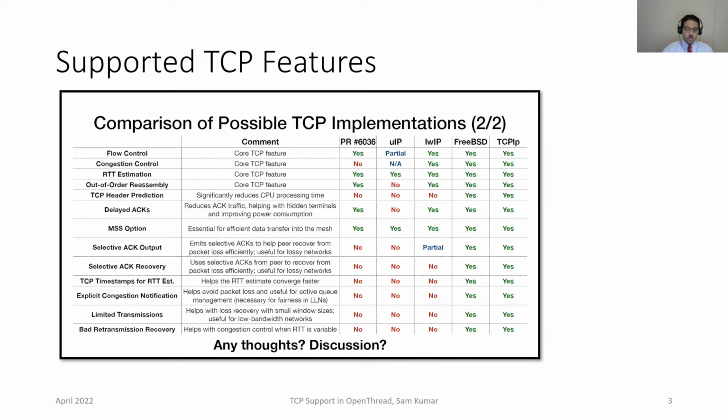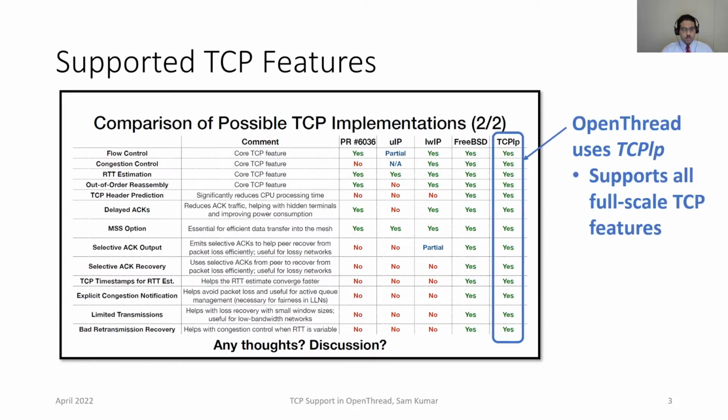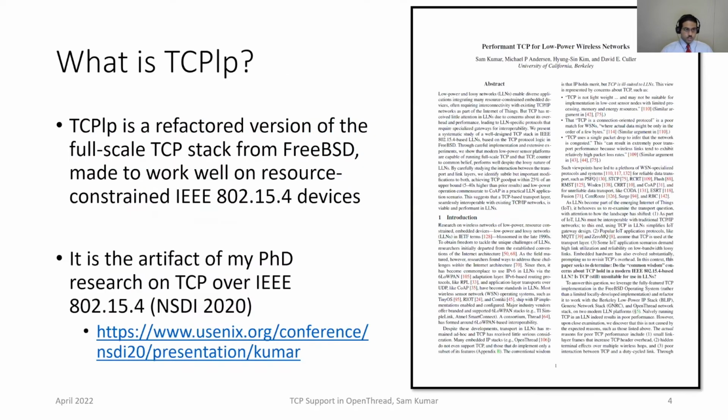Now, the OpenThread community chose to use TCPlp, which is a TCP implementation geared toward low-power resource-constrained devices that supports all full-scale TCP features. So to say a little more about what TCPlp is, it's the artifact of the research I did. It is the full-scale TCP stack from FreeBSD, which I took and refactored in order to make it work well on resource-constrained IEEE 802.15.4 devices, typical of those you may see in a Thread network.